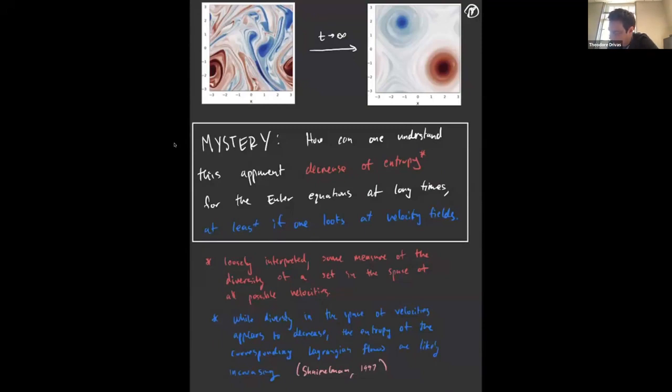And at least if one looks at the velocity fields, if you look at the configuration space, so for the Lagrangian flow itself, potentially what you see is extremely chaotic and disordered, even if the velocity itself looks sort of structured. And so there's a dual picture on the configuration space side where maybe the entropy is increasing, whereas in the phase space, it appears decreasing.